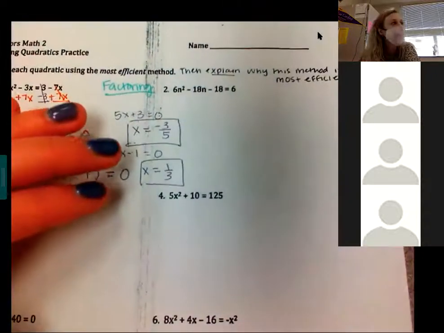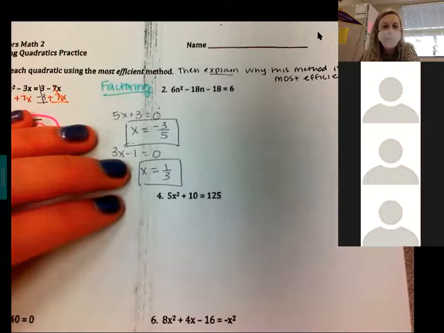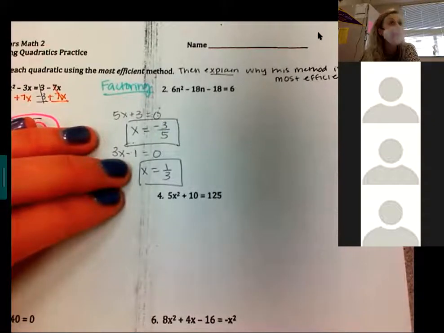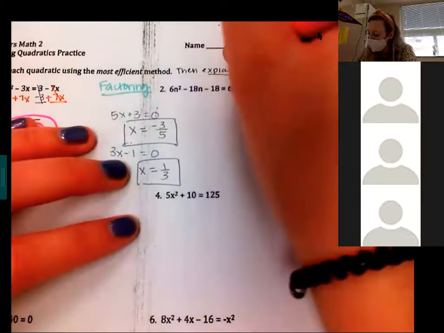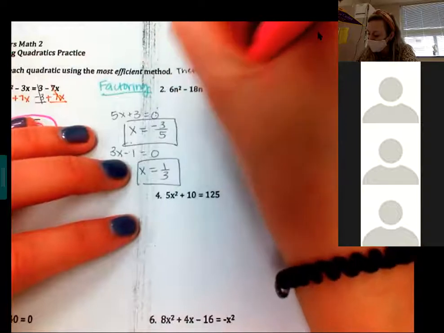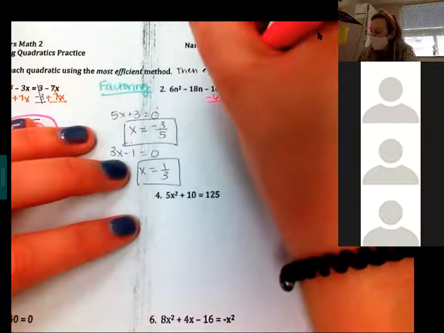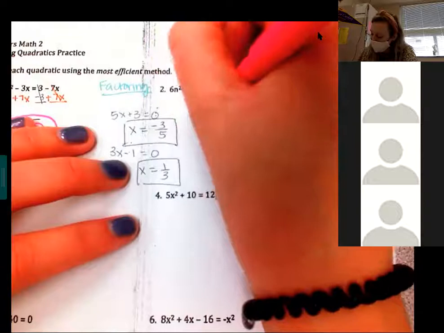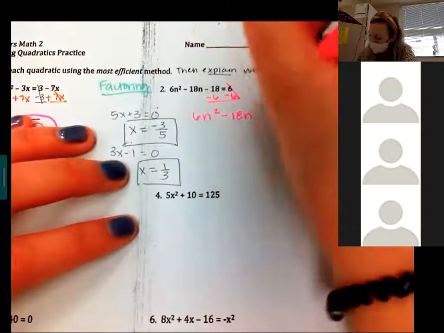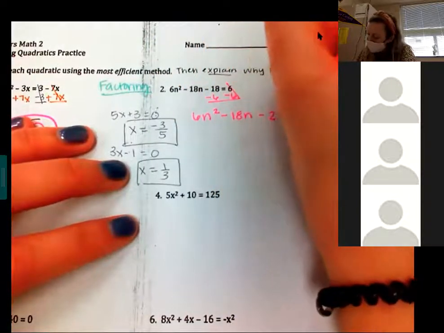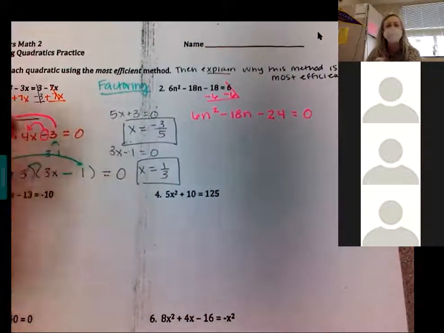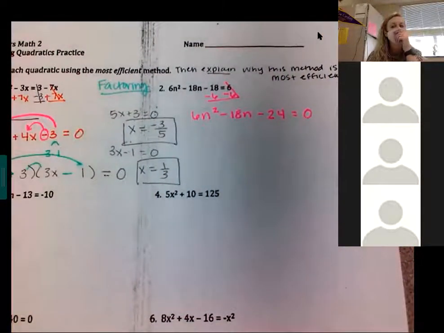All right, number 2. What do we need to do to solve any kind of quadratic? Set it. There we go. Set it equal to 0. Did y'all subtract the 6? Okay. Now, for this one, I am thinking that it's probably going to factor. Does somebody want to say why? 6 can go into 18. And 24.